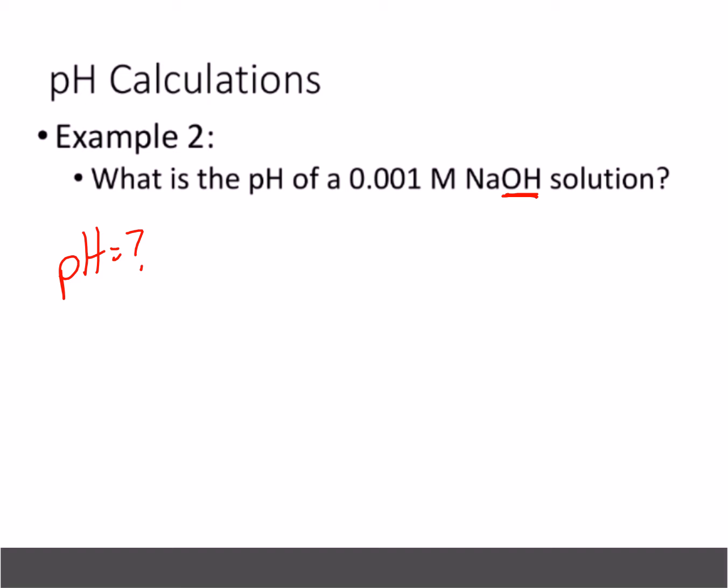Now, my pH formula says what? pH equals what? Negative log of the H plus. Is this substance here going to give me H plus? No, it's not. So what do I have to do first, folks? I've got to figure out what my H plus concentration is, and how do I do that?